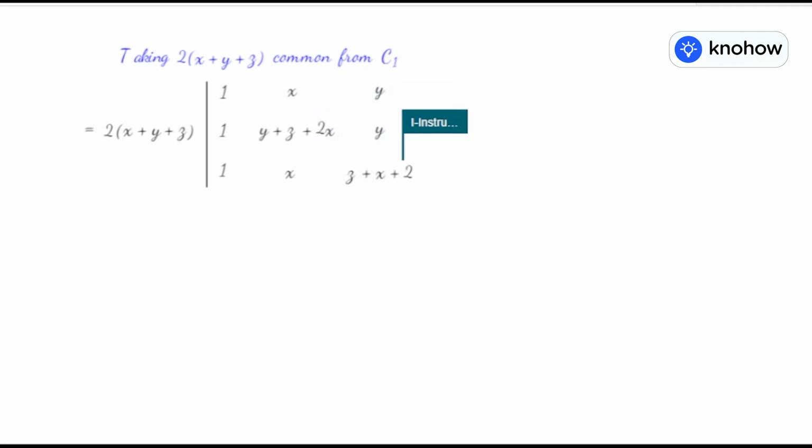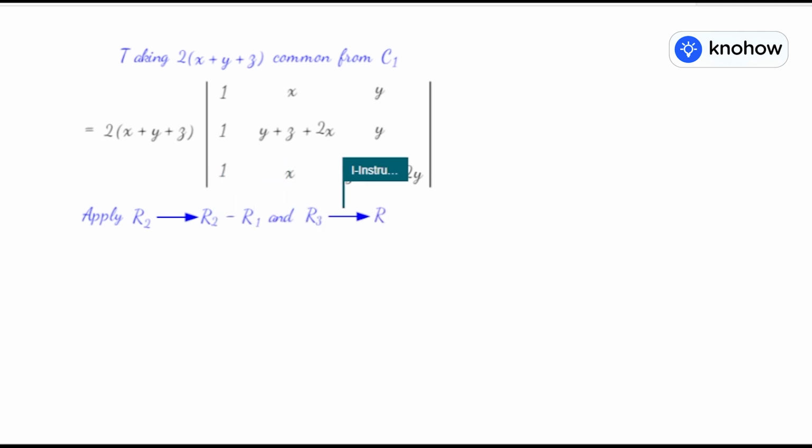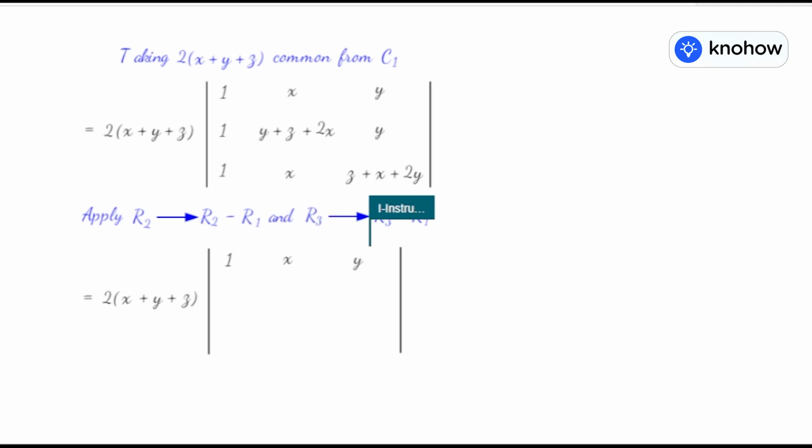And now, we have got 1, 1, 1 in column 1, so what should you do? Subtract row wise, keeping row 1 intact. So you replace R2 by R2 minus R1 and R3 by R3 minus R1. That is, from row 2 and row 3 you subtract row 1. What do you get? 2 times x plus y plus z is already there. Now R1 we are keeping as such, 1, x, y. And R2 minus R1, 1 minus 1 is 0, y plus z plus 2x minus x will leave y plus z plus x, and y minus y no doubt is 0. Then R3 minus R1, 1 minus 1 is 0, x minus x is 0 again, and z plus x plus 2y minus y will make it z plus x plus y.